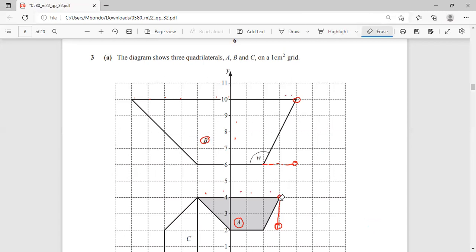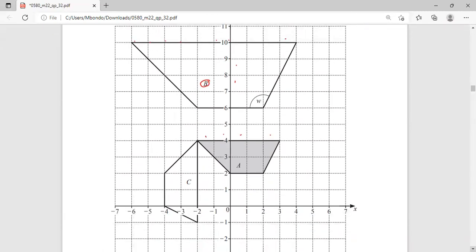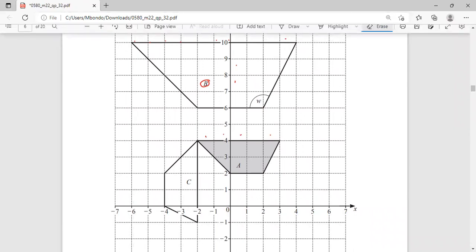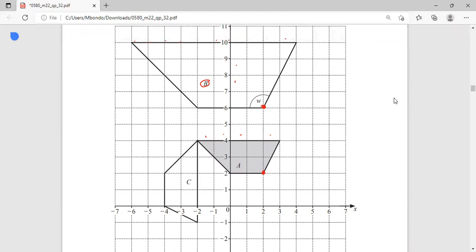The next thing that we want now is the center of enlargement. So how do we find the center of enlargement? We need to join 2 points, and where those lines meet. So we can join these 2 points, this one and its corresponding point, this one here. We can draw a straight line here and see what we are going to get.